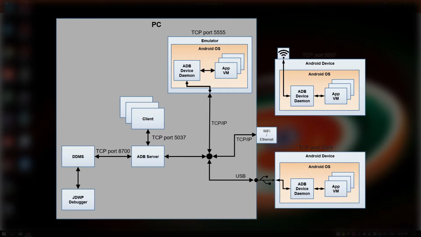You can see that in our PC we have the Adb server running, and all the clients communicate with Adb through TCP port 5037. Then the Adb server communicates with the devices, either emulator or Android device, through either a TCP/IP port or USB. Generally USB is the default mode of communication with the Android device. And if it is an emulator, there is no physical layer; it communicates directly through TCP/IP packets. You can see the Adb daemon running inside each device.